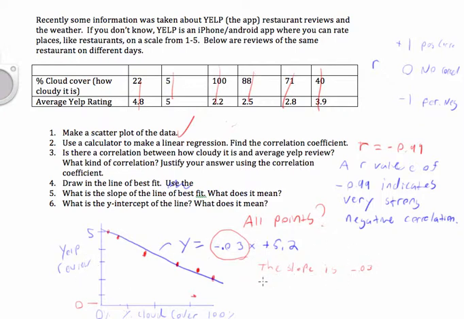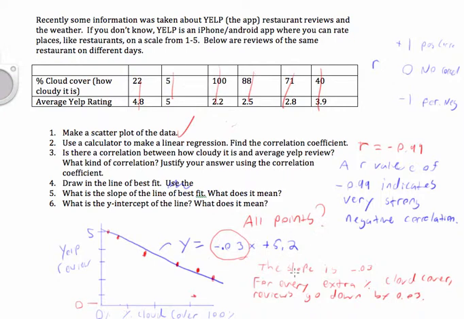So what this means is for every extra percent cloud cover, reviews go down by 0.03. If it was a positive correlation going up, I would say go up by 0.03. What is the y-intercept of the line? Sixth question. What does it mean?